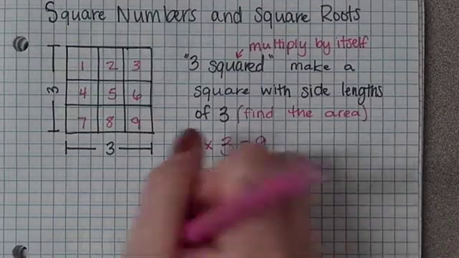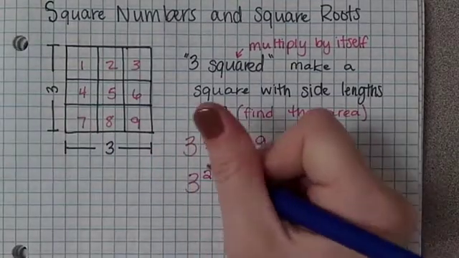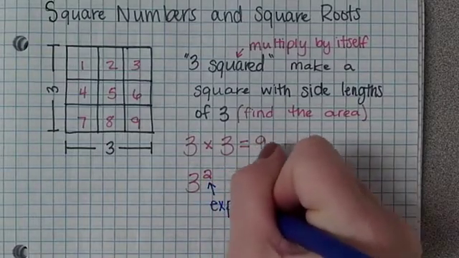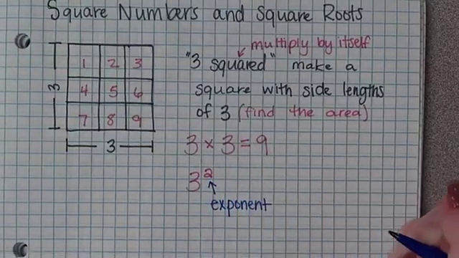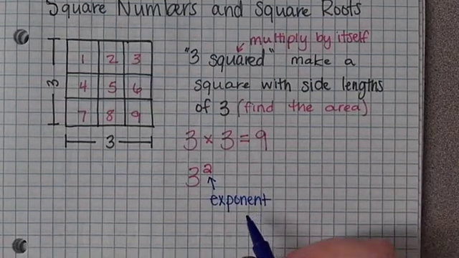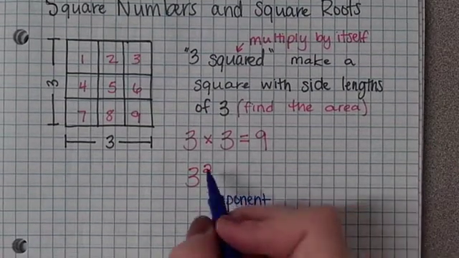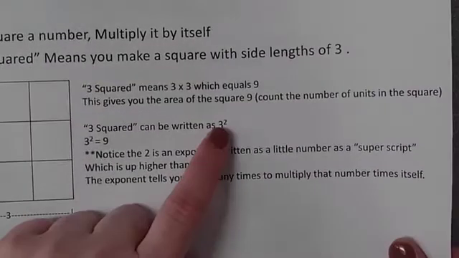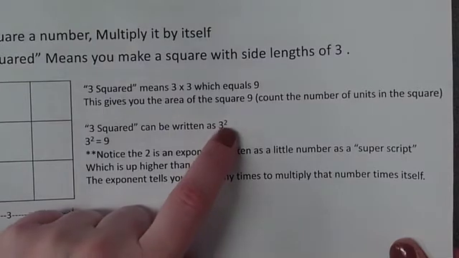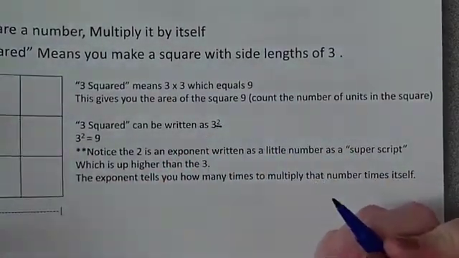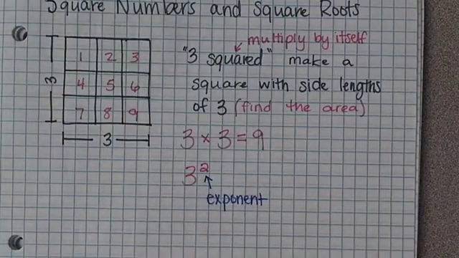You can also write it as 3 squared. Notice that 2, it's called an exponent. And notice it's up higher. On the computer you'll see it written kind of as this, 3 squared. Notice it's up higher than the 3. So it's called a superscript, if you know much about computers.